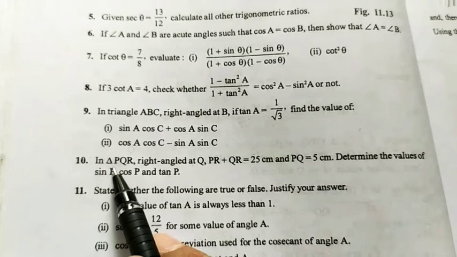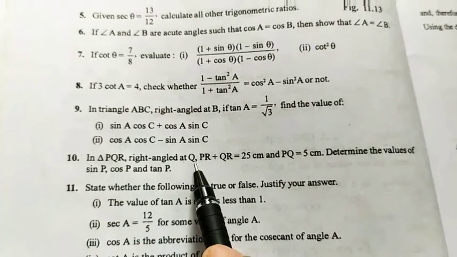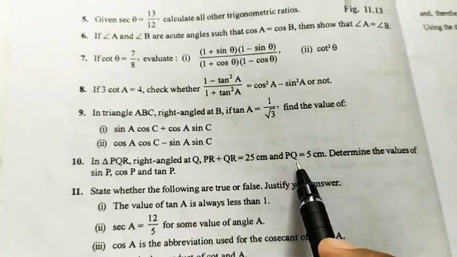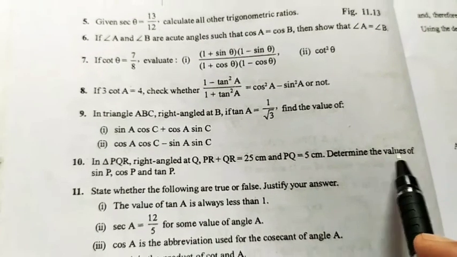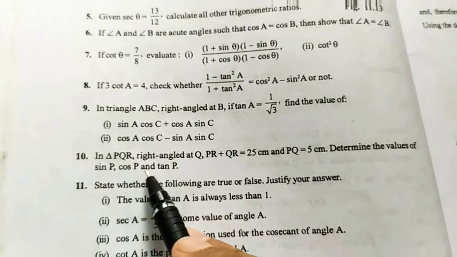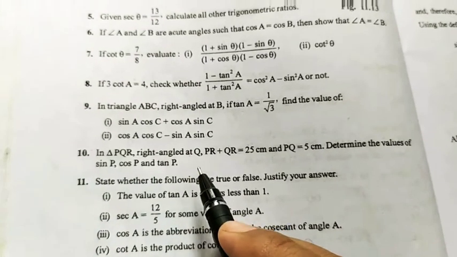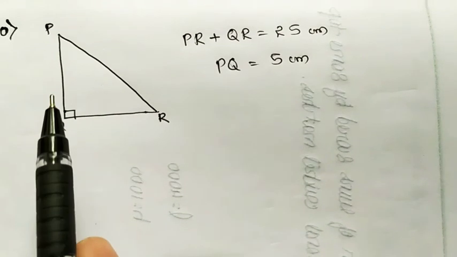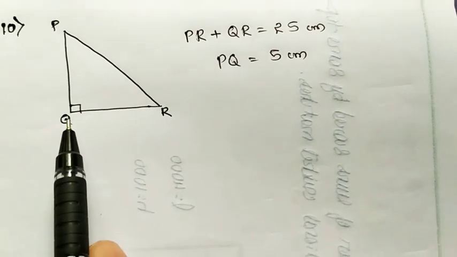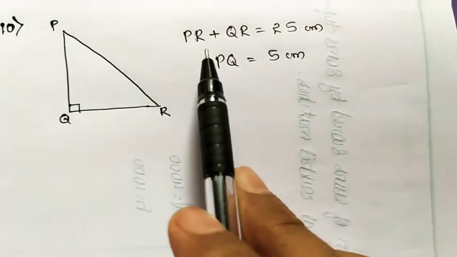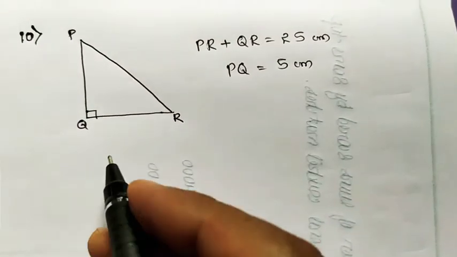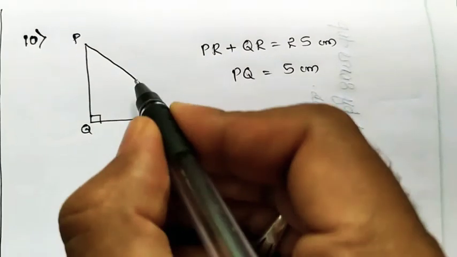Just go through my PDF which I have given in the description box. Now the 10th one: in triangle PQR, right angled at Q, PR plus QR equal to 25 centimeter and PQ is 5 centimeter. Determine the value of sin P, cos P and tan P. Okay, so let's solve this one. Draw one diagram. They only mentioned triangle PQR, Q is right angled, and they have given PR plus QR equal to 25 centimeter. So let's take PR as X.